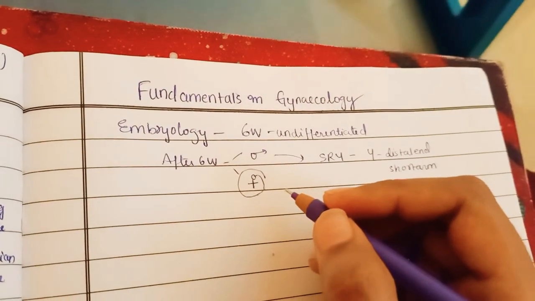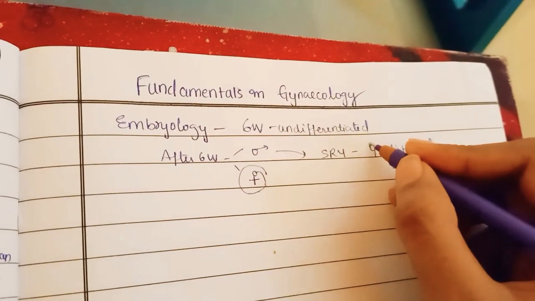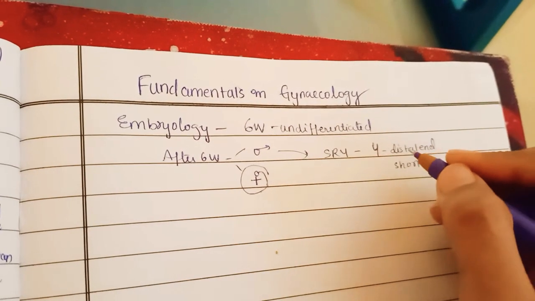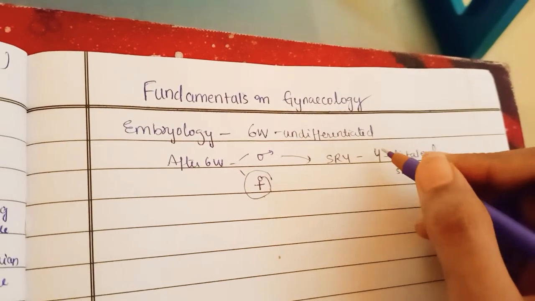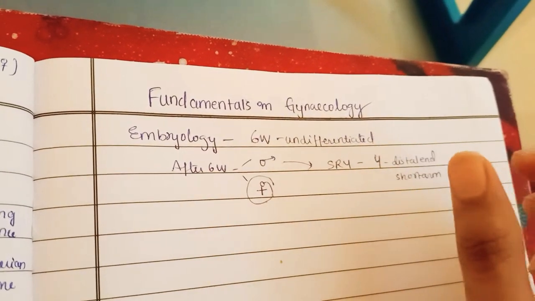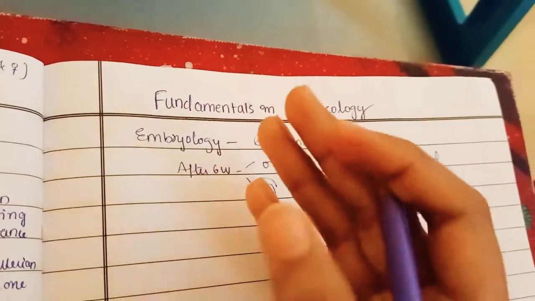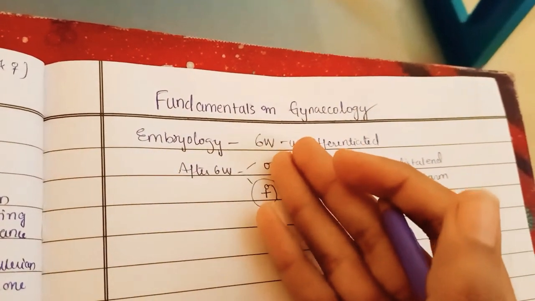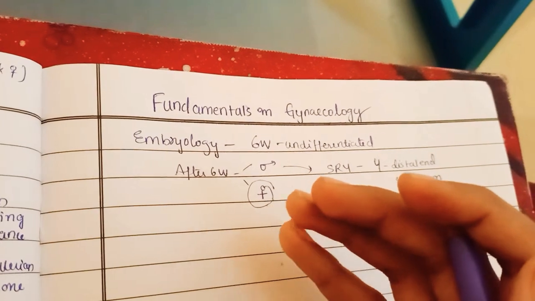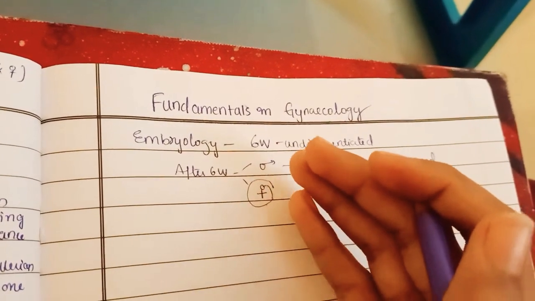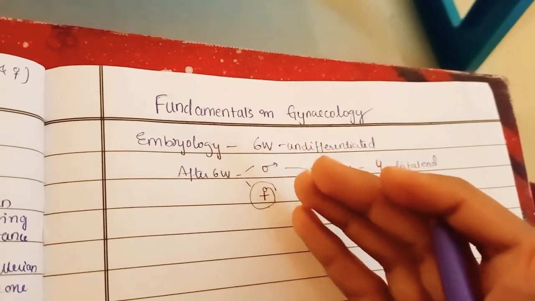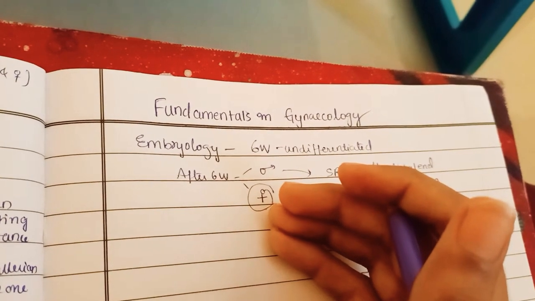Now coming to the important one, on the Y chromosome short arm, on the distal end especially, we have our SRY region. So if the Y chromosome is present, then the fetus is male. If the Y chromosome is absent, then the fetus is female. And the gonads in the male are testes and the gonads in the female are ovary.